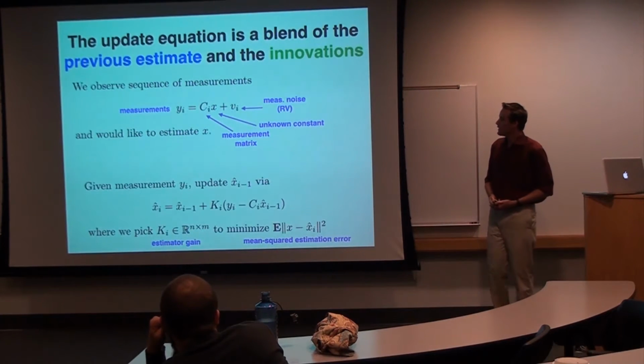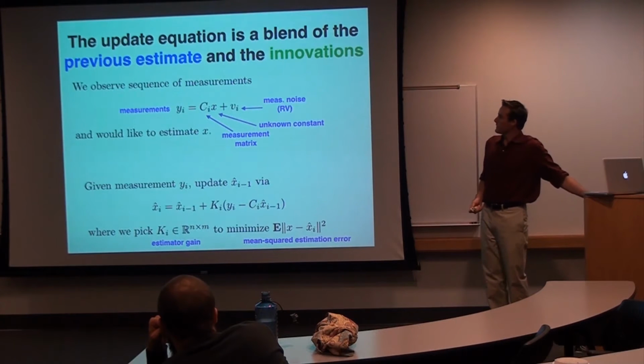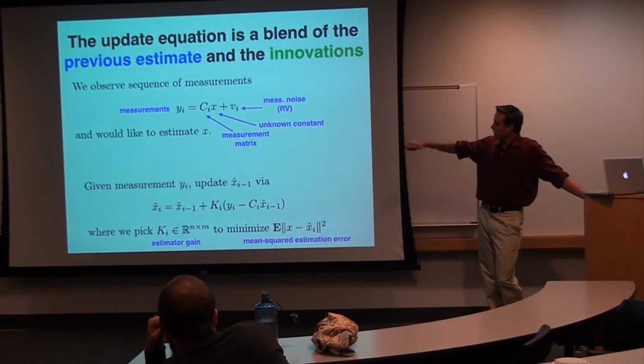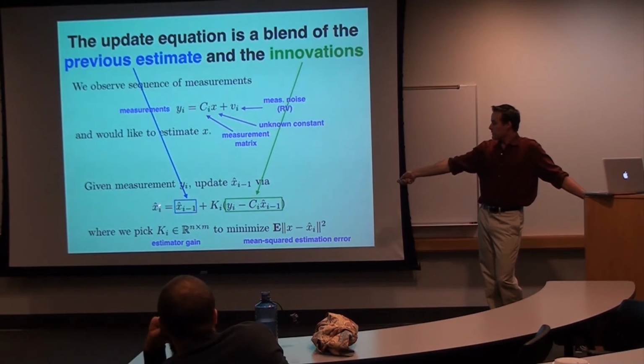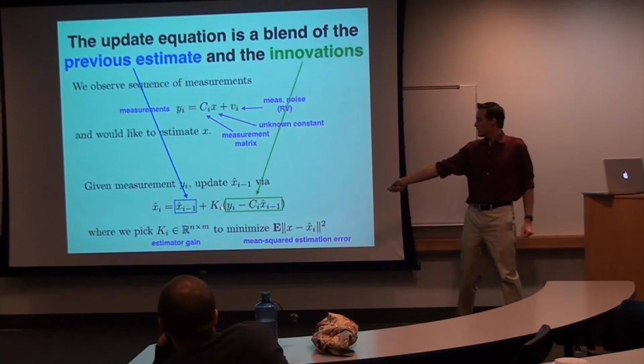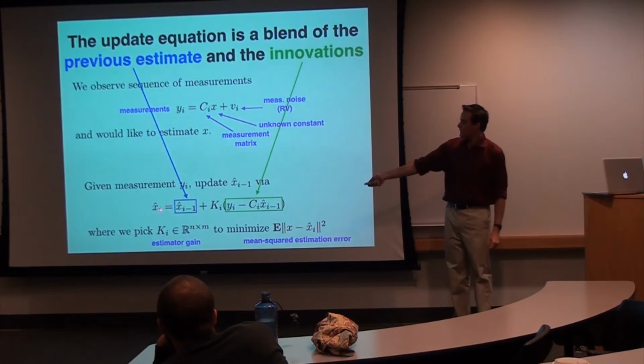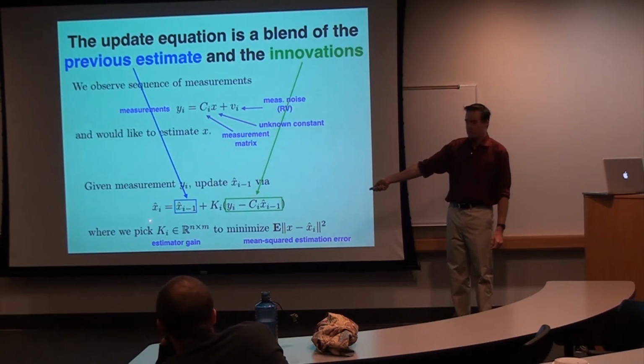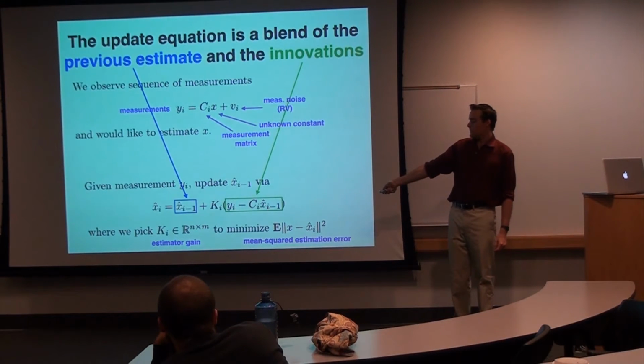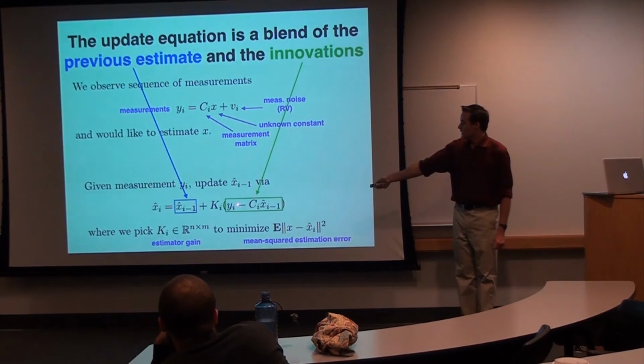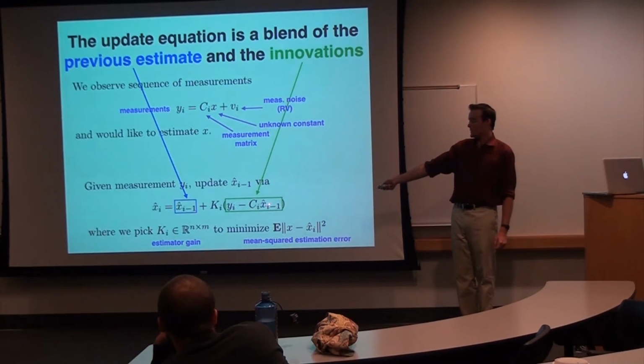Here's the rule for the linear recursive estimator. The update equation is just a blend of the previous estimate and what's called the innovations, this term here, with some matrix K. The whole idea is your new estimate should be whatever it was before plus some function of how wrong the measurement was compared to what you would predict. So you measured y_i, but you were expecting C_i times your estimate.